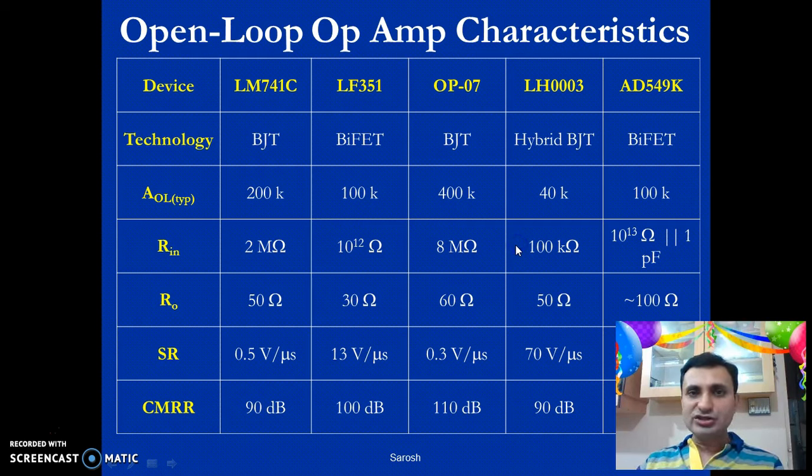Finally, at this juncture, we move on to the open loop op-amp characteristics. The tabulation shows us the comparison of different operational amplifier IC packages with the corresponding parameters. Considering 741C using BJT technology, open loop gain is 200,000 or 2 into 10 to the power 5. Input resistance is typically 2 megaohms. Output resistance is 50 ohms. Slew rate is 0.5 volts per microsecond, and common mode rejection ratio is 90 dB.